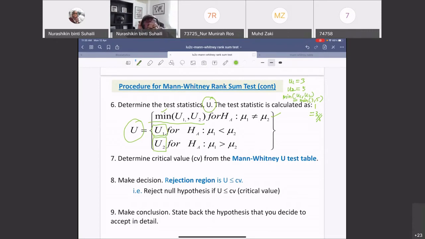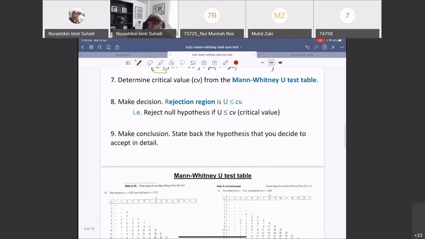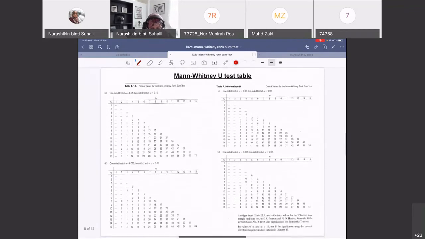The next thing, the seventh step, is you have to find the critical value from the Mann-Whitney test table. There is also a table for this test, and what you have to find from the table is the CV, the critical value. This is the table. I have uploaded it on Elite as well, if you can see it later, but I just want to introduce 4 different conditions of the table.